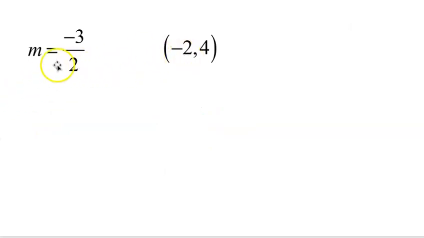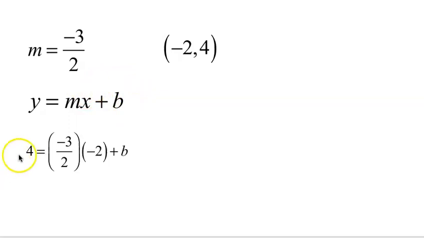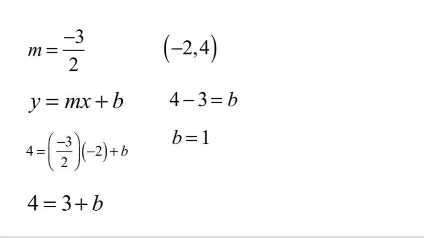So once I have a point and a slope, I can find the equation of the line. I like to use y equals mx plus b. Plug in 4 for y, negative 3 halves for m, negative 2 for x, and then solve for b. Negative 3 halves times negative 2, negative times negative is positive, 3 halves times 2, 6 over 2 or 3. 4 equals 3 plus b. We solve for b, subtracting 3 from both sides, of course. We get 4 minus 3 is b, or b is 1. So we have b is 1, we have m is negative 3 halves.